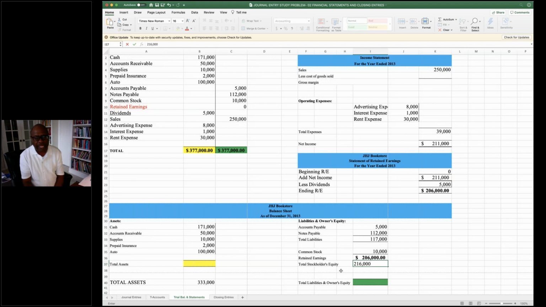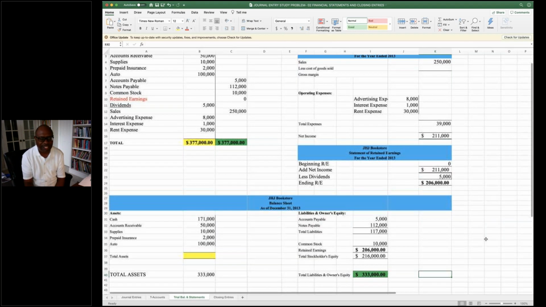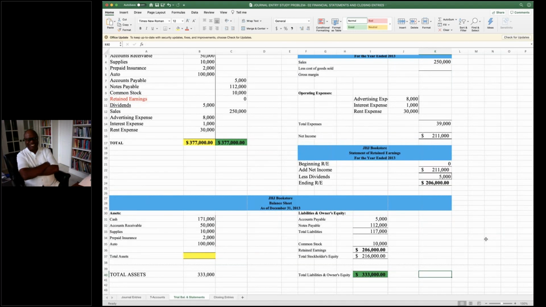And now when I add the equity and the liabilities, and that's the accounting equation, assets equal liabilities plus stockholders' equity. When I add those, how much do I get? 333,000. Okay, that's the balance sheet. All the financial statements done in 30 minutes. Oh, that's not too bad. That's not too bad. It's really not too bad if you got a trial balance.